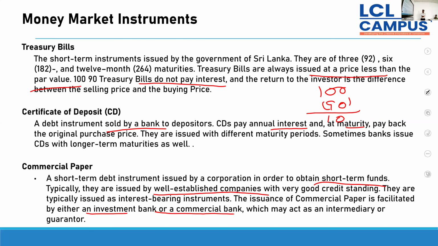Clear? So these are the three things. What are they? Treasury bills, next certificate of deposit, commercial papers. These are the short-term securities. Certificate of deposit, are they used? Yes. You need to consider the maturity period. If it is less than 1 year or 1 year, then you can consider it as a money market security. Then if it is more than 1 year, you should go for the capital market security. Clear? That's up to you. You need to make the decision.